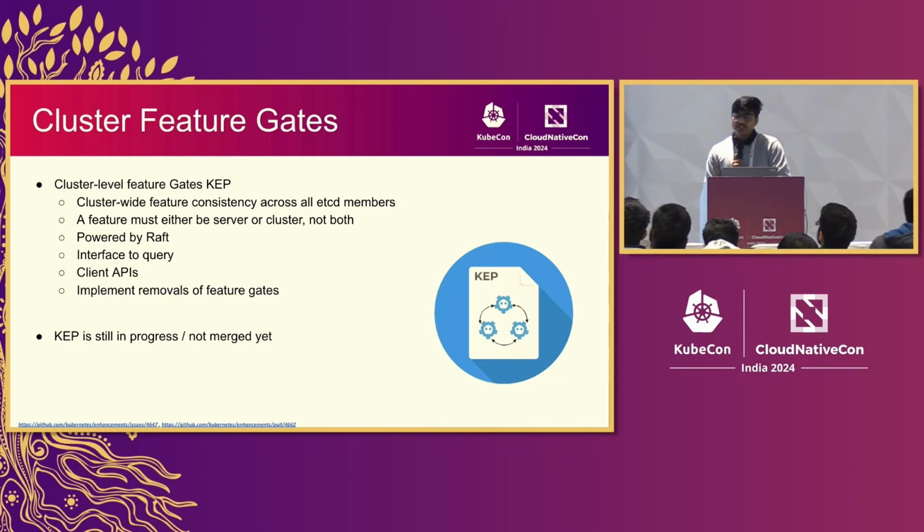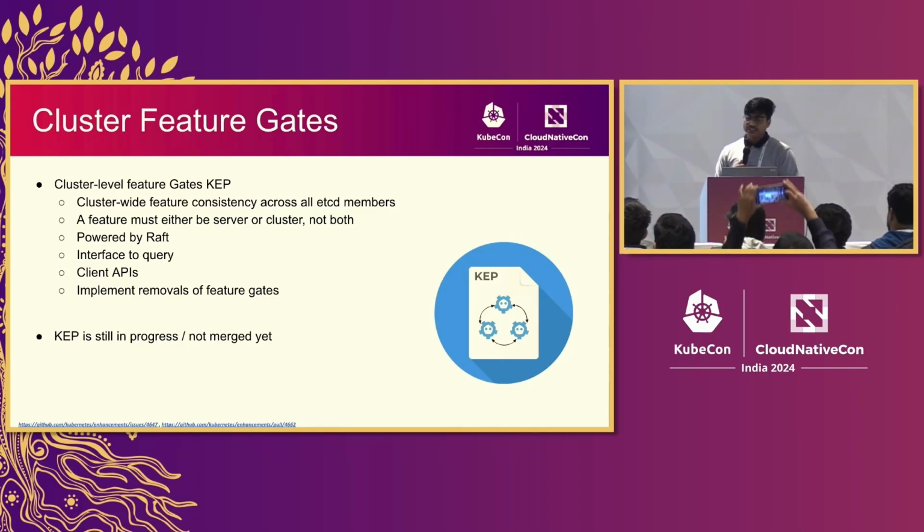And the second part is basically the cluster level features, which are a bit more complex, and it targets the underlying data store. These are features that need to be applied to the entire cluster and not just to one node, to maintain consistency. So the approach is to leverage Raft in doing so and have an interface to query these features.